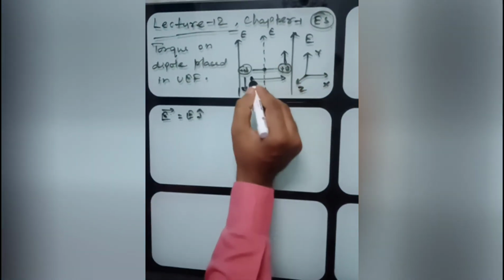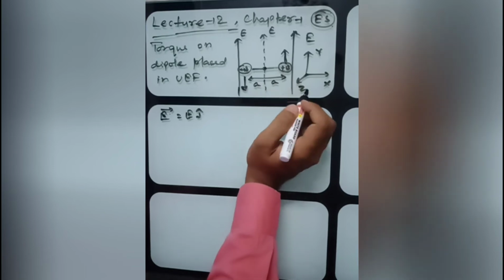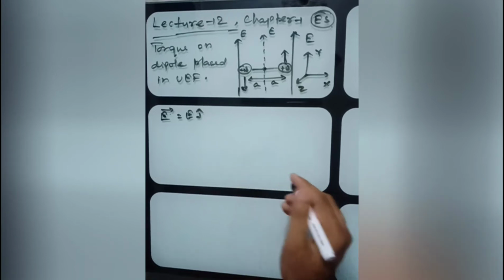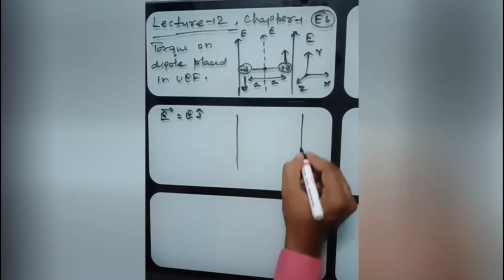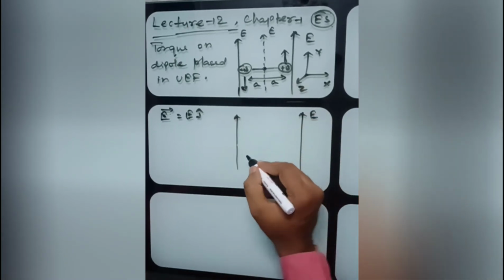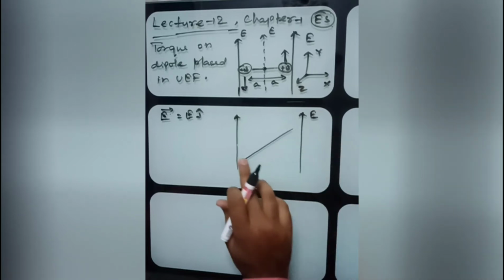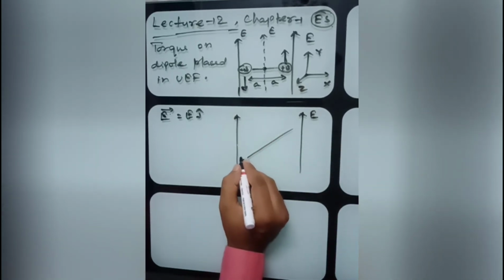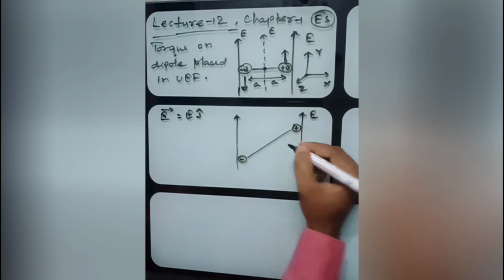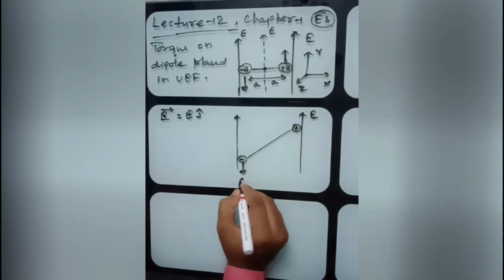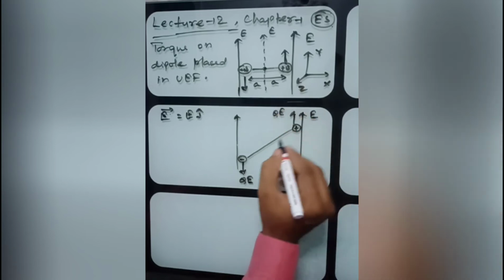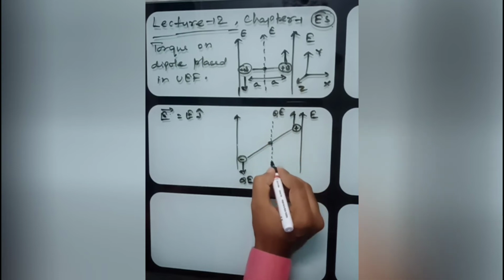This distance is 2a. This will be a and this will also be a. We are going to find the net torque. Again we can draw the diagram, and the diagram will make your concept clear. After rotation, okay student, the negative charge, here I am writing the minus, you know, the minus q and plus q. Here the force QE is acting, and here also QE is acting, from the center.